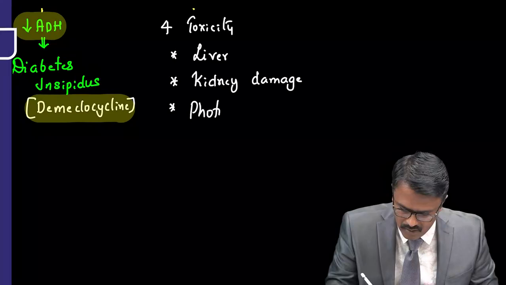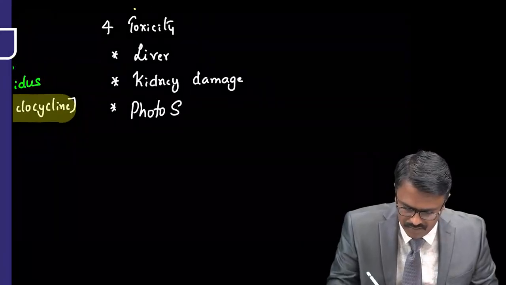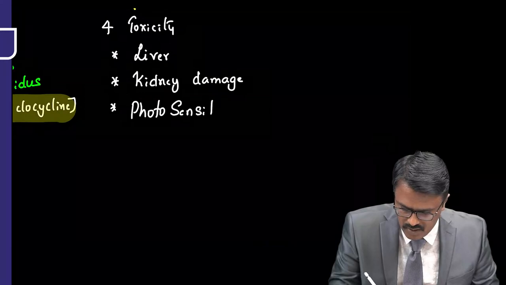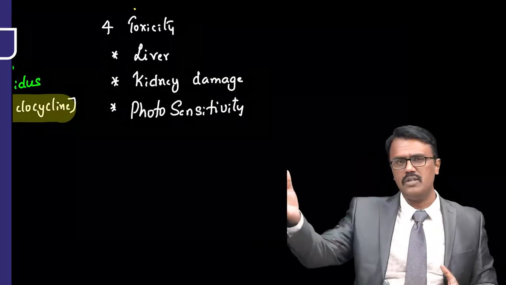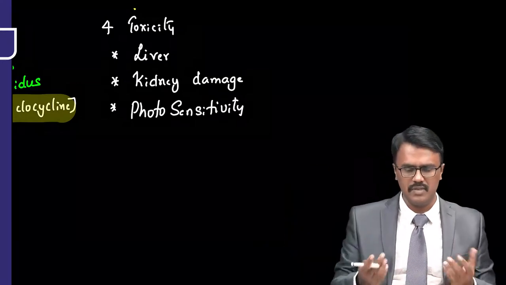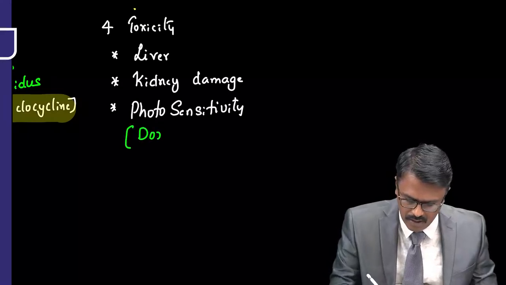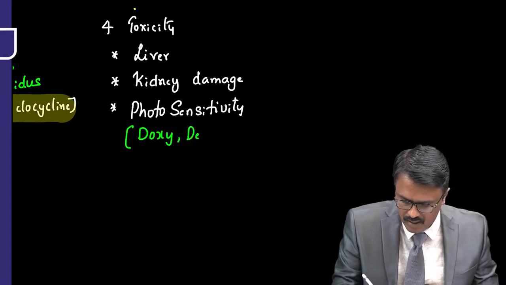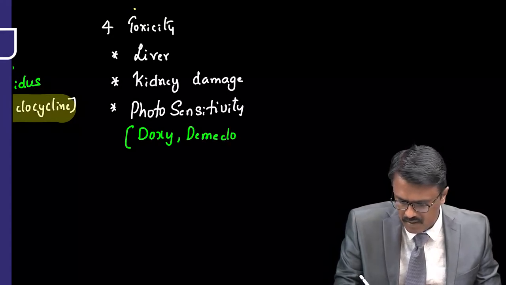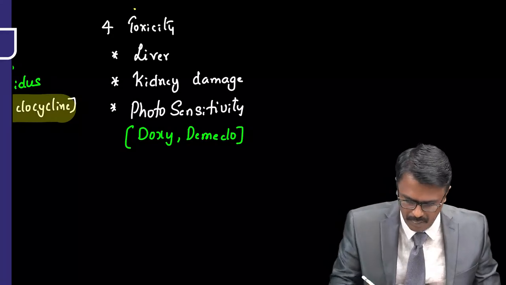The drugs can also cause photosensitivity. Sir, what is photosensitivity? It is nothing but when the patient takes the drug and goes out in the sun, he will have rashes because of the drug. And the maximum is seen with doxycycline and demeclocycline. These are known to produce that more.